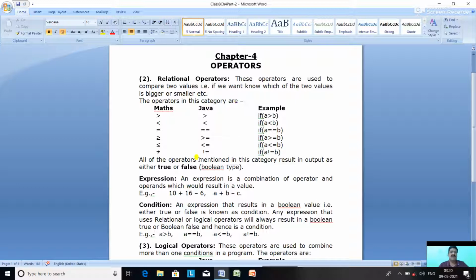So these are the 7 relational operators used in Java. These operators are used to compare two values, whether they are greater than, less than, equal to, greater than or equal to, less than or equal to, or not equal to.